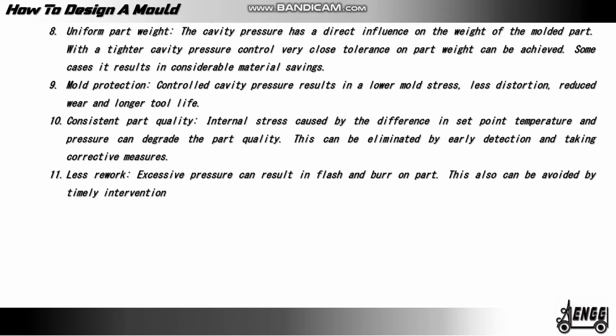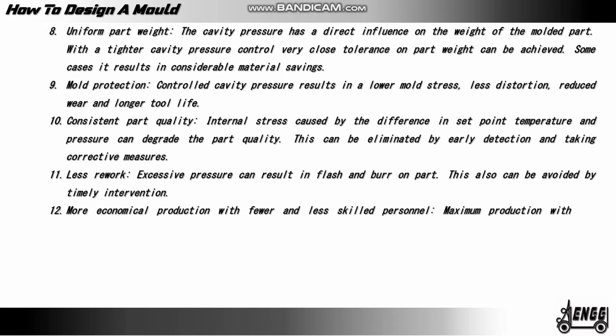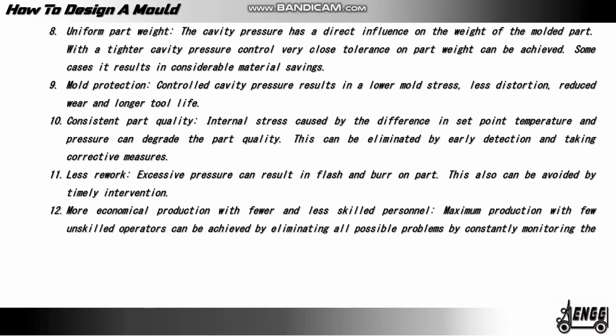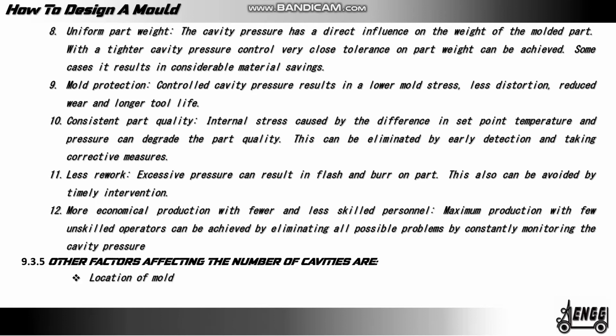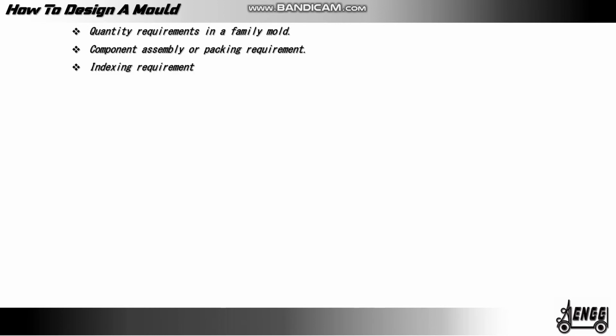More economical production with fewer and less skilled personnel. Maximum production with few unskilled operators can be achieved by eliminating all possible problems by constantly monitoring the cavity pressure. Other factors affecting the number of cavities are location of mold cavities, layout of the mold as decided by the product design, quantity requirement in a family mold, component assembly or packing requirement, indexing requirement for multicolor and multi-material components, deciding on the mold material.